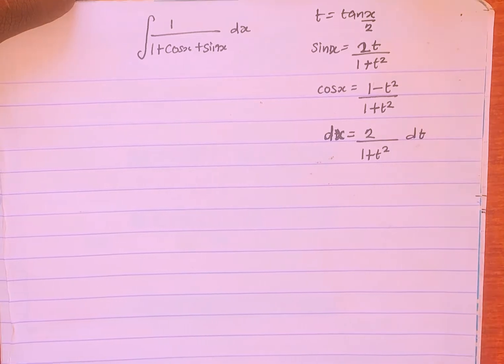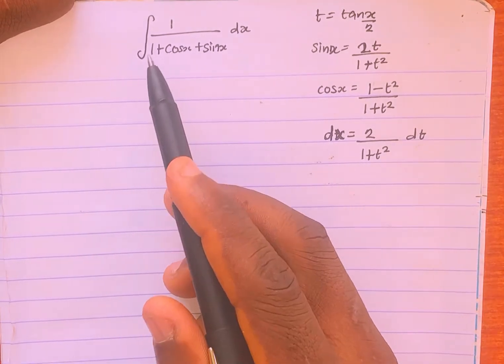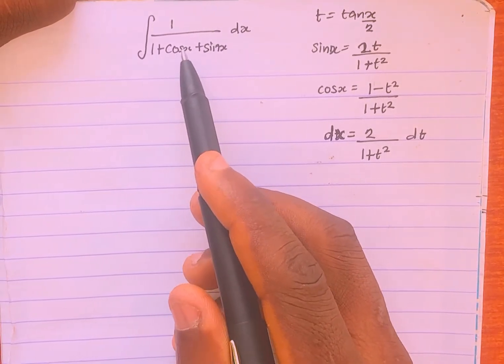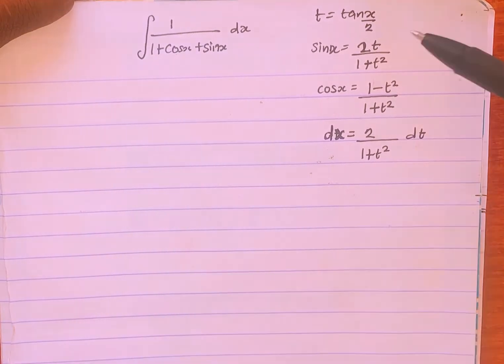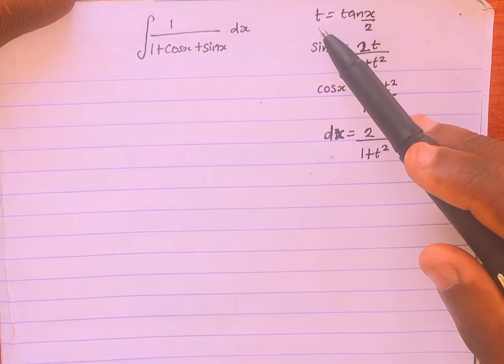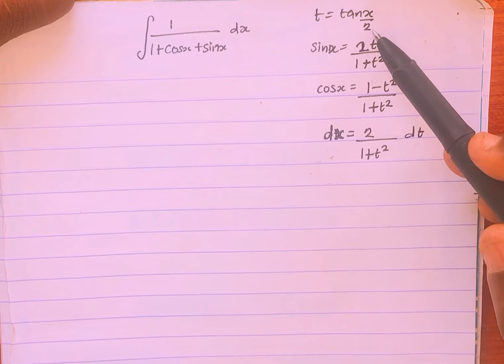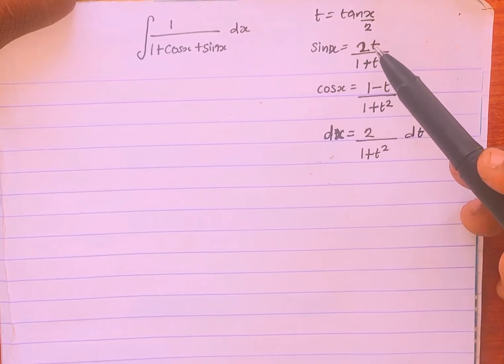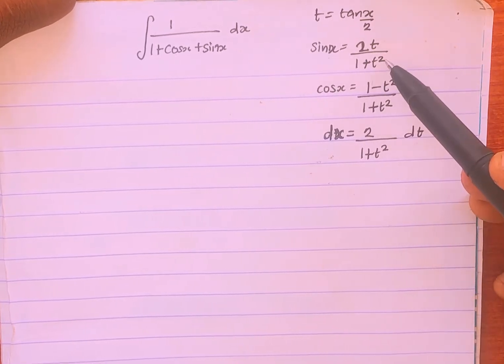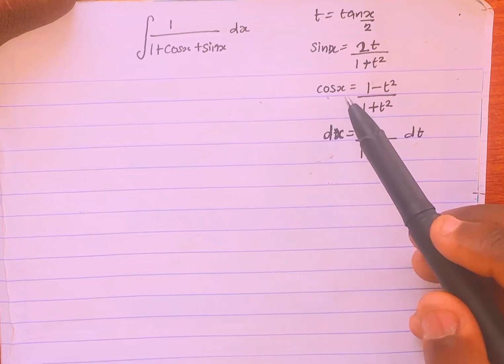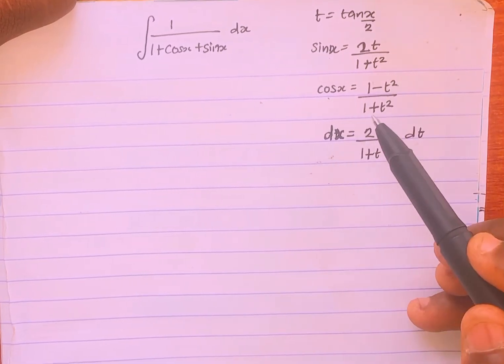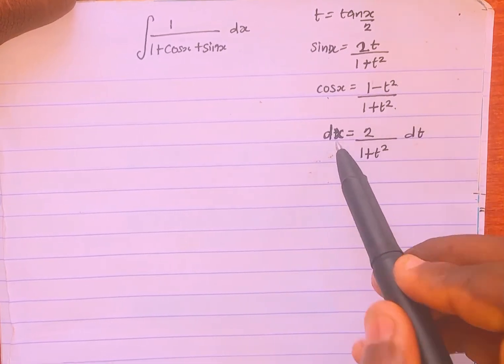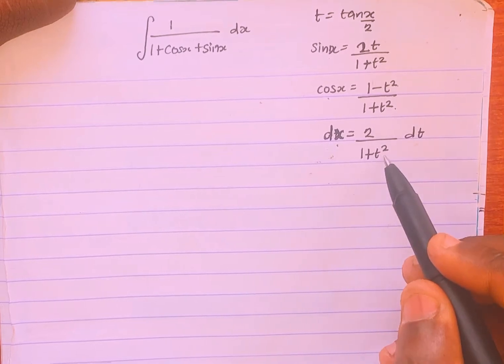In this video, we are going to take a look at the integral of 1 divided by 1 plus cos x plus sin x dx using this identity. We know that t equals tan(x/2), and also sin x equals 2t divided by 1 plus t squared. And also we know that cos x equals 1 minus t squared divided by 1 plus t squared. Then dx equals 2 over 1 plus t squared dt.